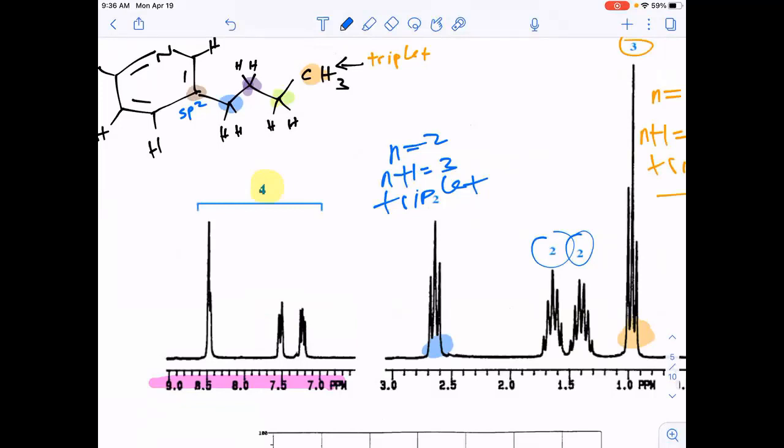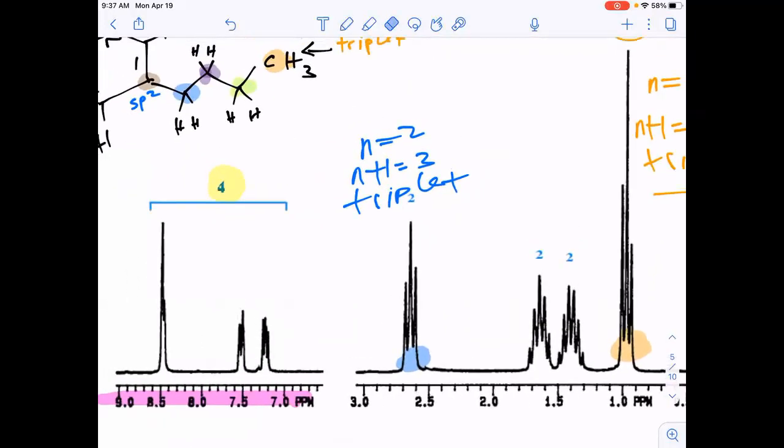So there are a lot of ways to figure out which signal goes where, right? We have a lot of clues here. We have the integration, we have the splitting pattern, and we have the location. Those 3 things are good ways to tell if you only had the structure and nothing else. You can look at the splitting pattern, the integration, and the location to figure out which set of protons that signal represents. All right, what about the 2 in the middle? One is a pentet and the other one is a sextet.